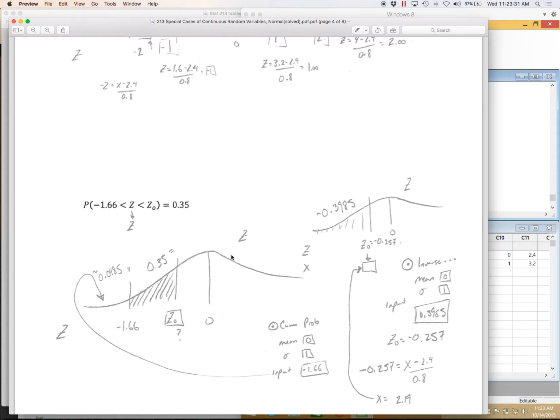So what can I do to find this out? The thing that I can do first is to find out what this area is. If I know what this area is, and then I add whatever this area is to this area, then I can get the cumulative area to this point. So here, let's do this in steps. Let's first just find what this area is. I want the cumulative area of Z is -1.66.